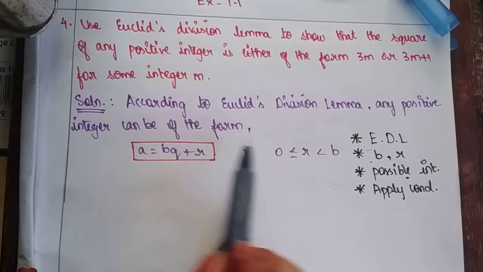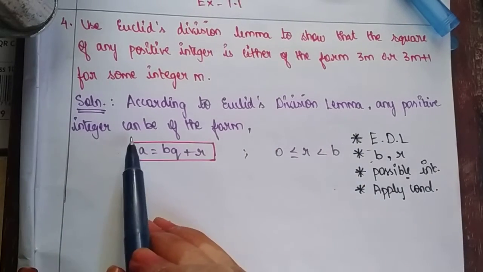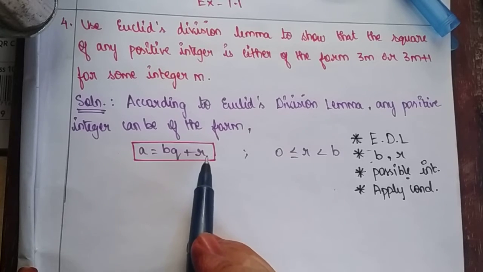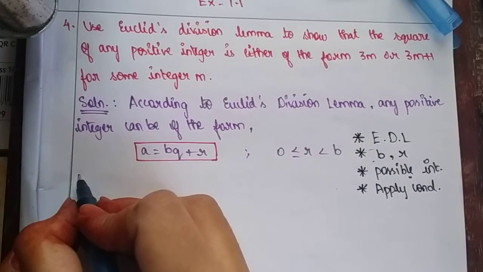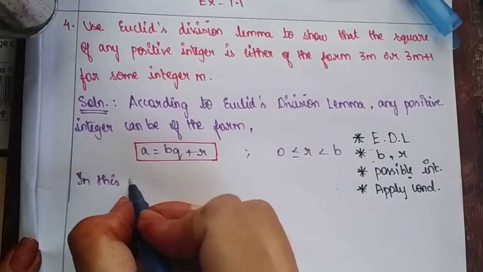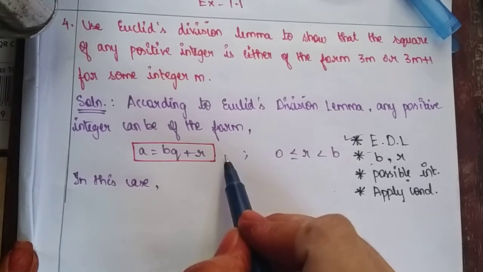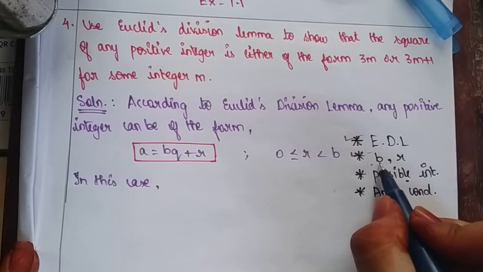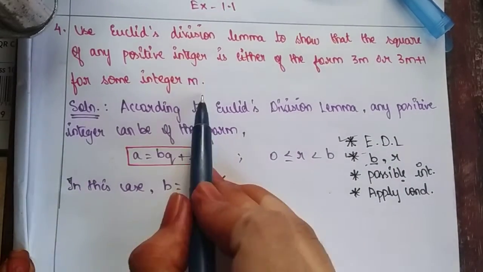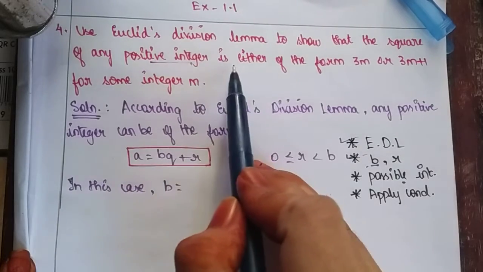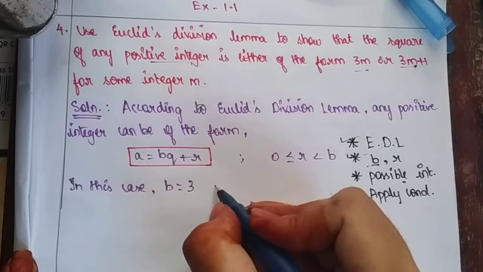Here, first write the definition of Euclid's division lemma. According to Euclid's division lemma, any positive integer can be of the form a is equal to bq plus r. This statement carries a mark. See here, step 1, we have written the definition. After that, the value of b. We can write the value of b from the question. Positive integer is either of the form 3m or 3m plus 1. So the value of b is 3.